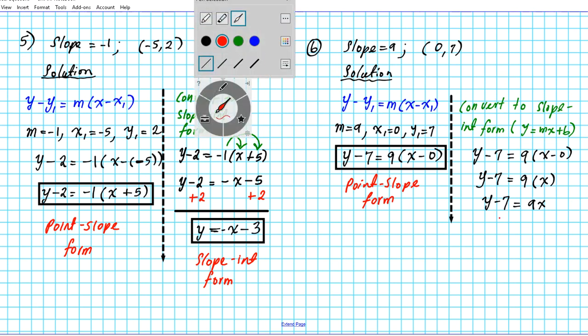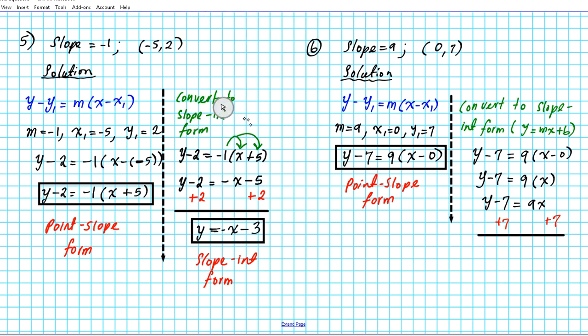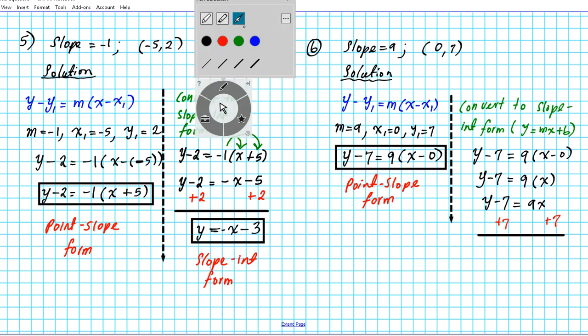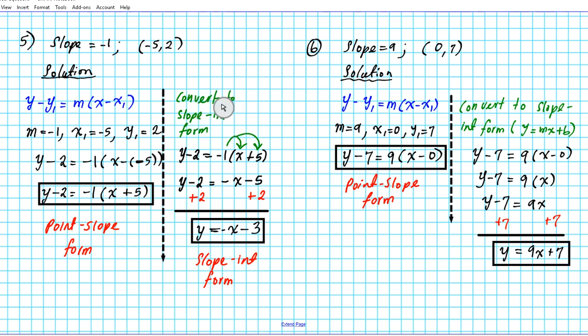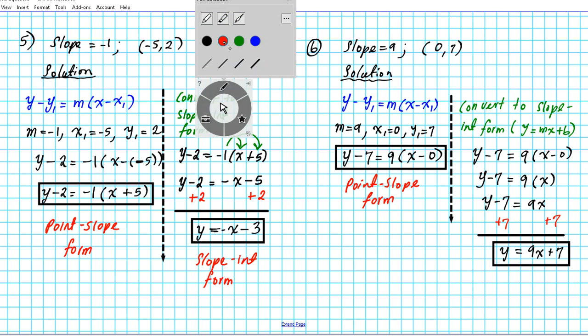To isolate y, we're going to add 7 to both sides of our equation. And when we do that, we're going to end up with the equation y equals 9x plus 7. And this, ladies and gentlemen, is the slope-intercept form of the equation of the line. Okay, so let's write it down. So this is the slope-intercept form.